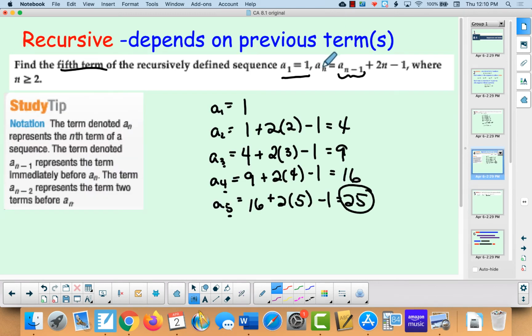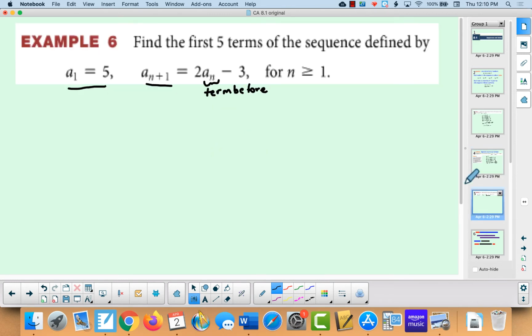So notice that's different than how they showed it in this one. They gave us a sub n, how to find each a sub n, and they said the term before was n minus 1. In this case, they give us how to find a sub n plus 1, and the term before is a sub n. So we are going to do the same thing we did before. A sub 1 is 5.